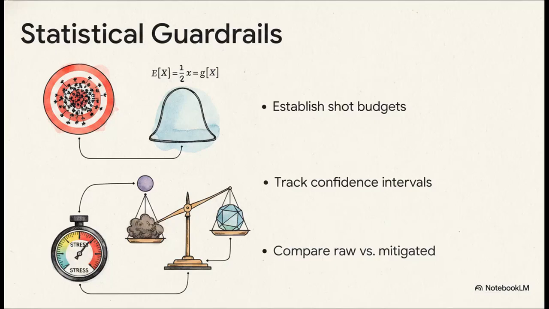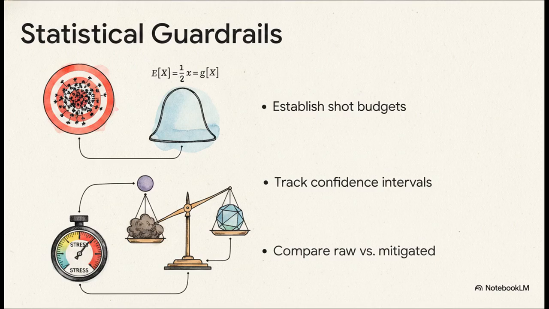Because of all that, serious results absolutely require strict statistical guardrails. You have got to establish strict shot budgets. You need to know exactly how many times you must sample that device to overcome the variance. You have to meticulously calculate expectation values and constantly track your confidence intervals and standard errors. Without error bars, your data means basically nothing. Crucially, you need to compare those raw counts directly against the mitigated values. You want to make sure your technique didn't just invent a good answer, right? And you have to test how sensitive your results are to the mitigation assumptions themselves.